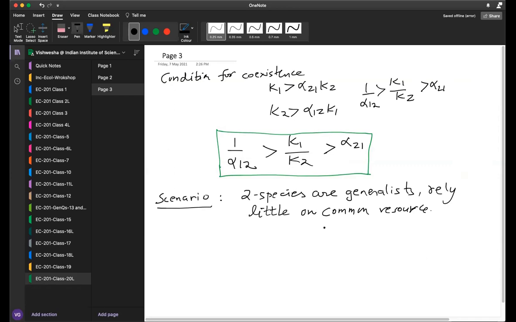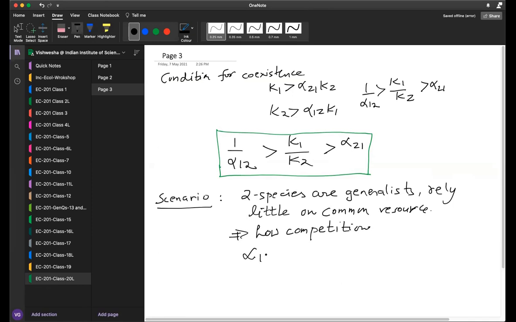Now, in this scenario, what do you think these alphas will be? When they rely little on a common resource, do you think the competition will be high or low? Low. This means low competition, right? Will alphas be large or small? Alphas will be small, right?